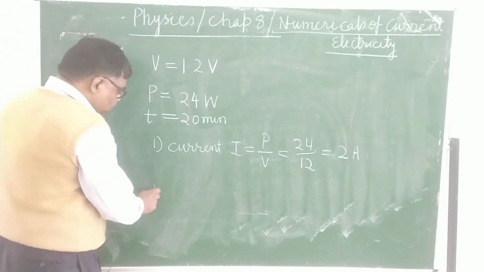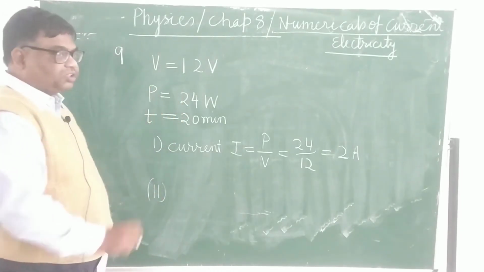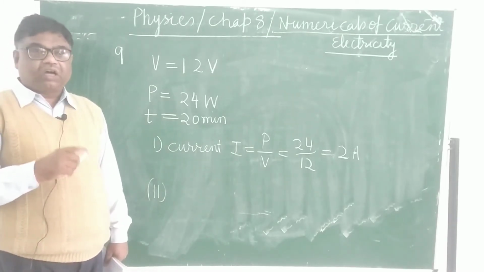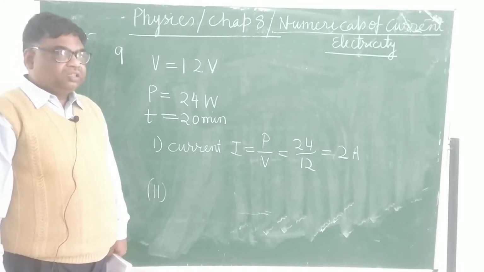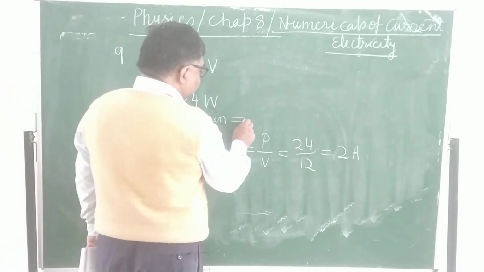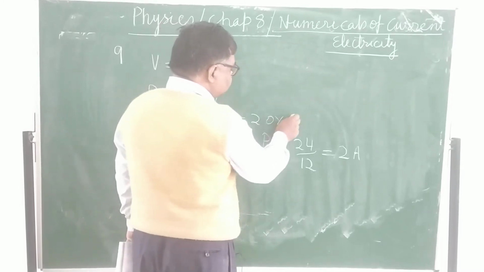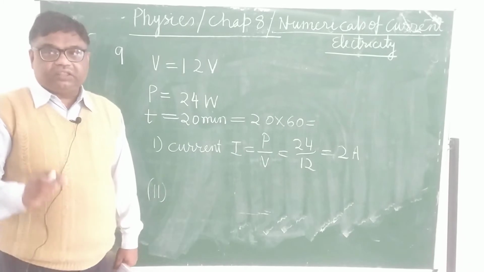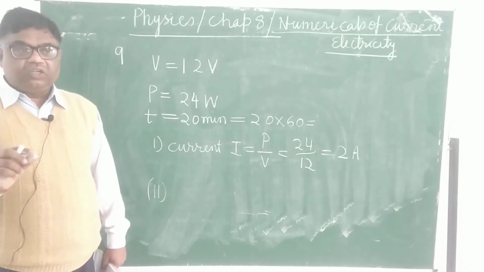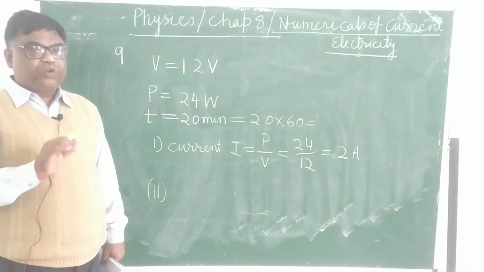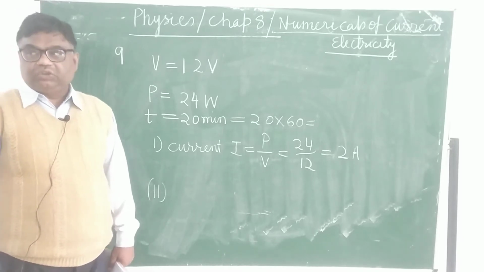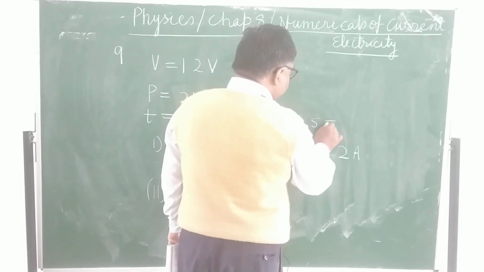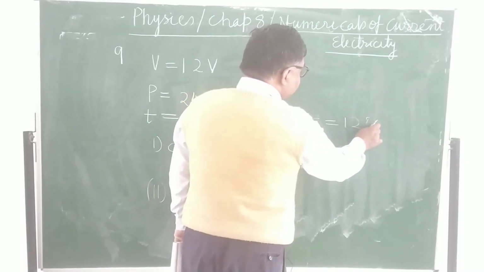Energy consumed. So see here, time is given in minutes. So either you will change the time in hour or you will change in second. So I will change here in second. 20 into 60. It is clear? When you have to calculate the energy in kilowatt hour, then you will change in hour. But when you have to calculate the energy in joule, you will convert in second. So this is 1200 second.